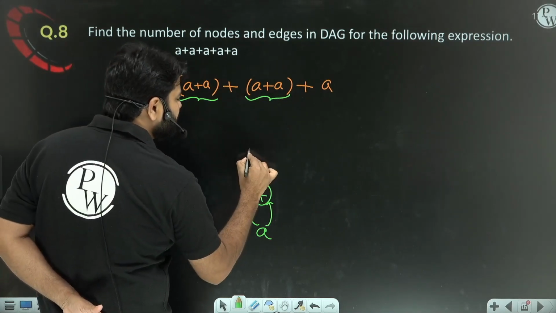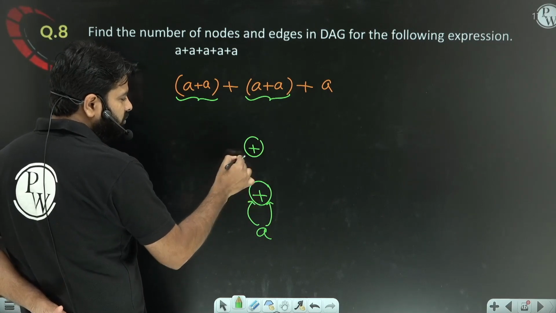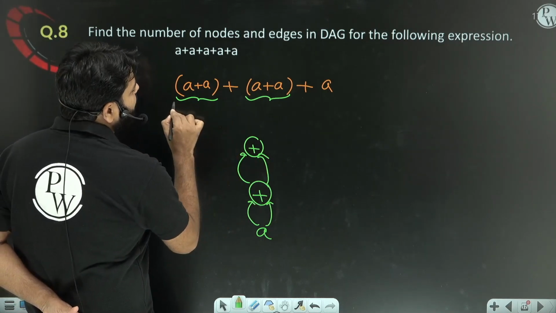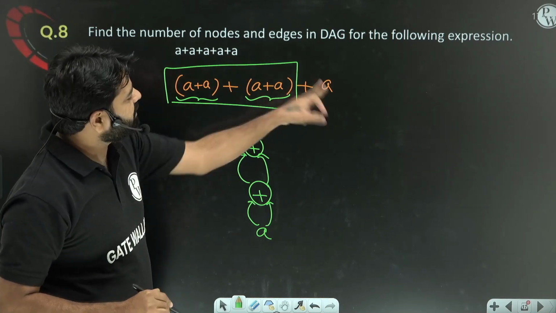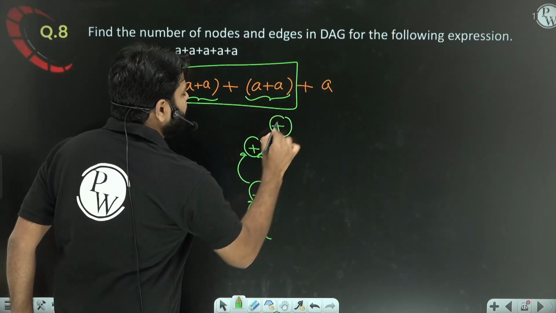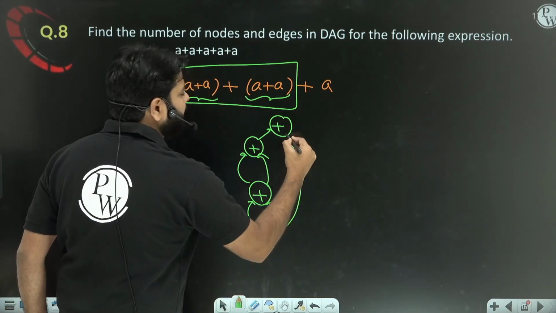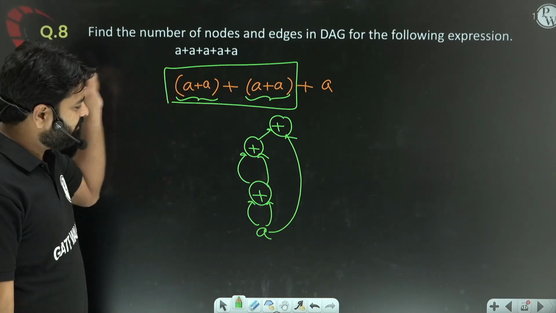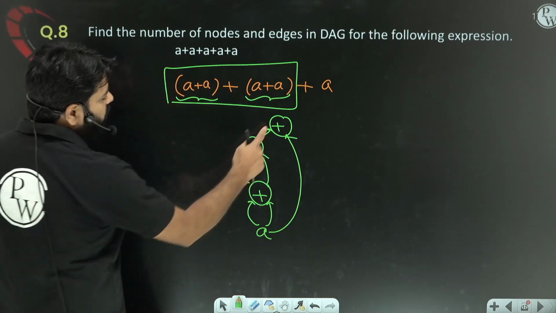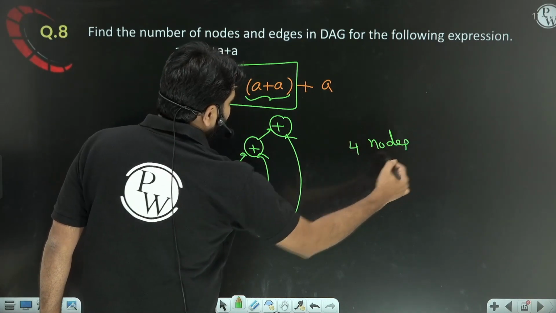So I do this plus. This calculation is nothing but A plus A. I can use it on the left, I can use it on the right. So we got this result, and then plus A. So I will put plus here, and left is this one, and right is A. So this A I can take here. So this is going to be the best DAG for this expression. For this expression, how many nodes? 4 nodes. How many edges?